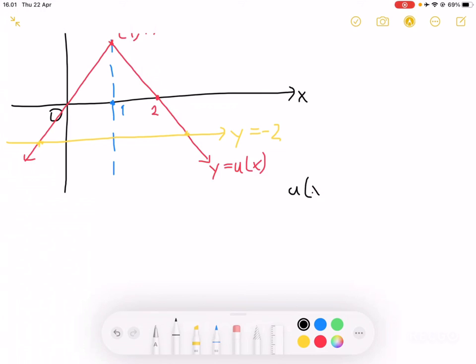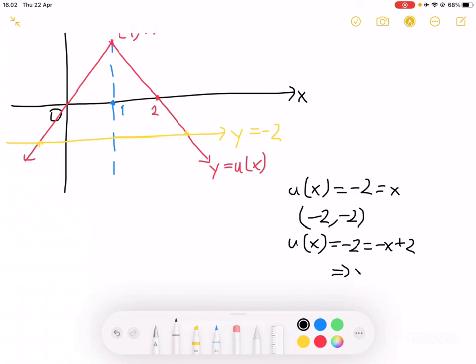So I can set u of x equal to -2, and based on the first definition, it is equal to x. Well, this is pretty obvious. This x equals -2, so that means our coordinates of intersection will be -2, -2, since its y coordinate will be -2, as shown there. We can do the same, but this time we're going to use the other definition, which will be -x plus 2, and you end up with x equal to 4, and therefore our coordinates will be 4, -2. So these are the answers for part B.